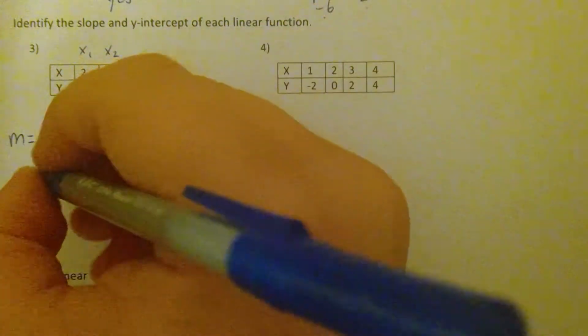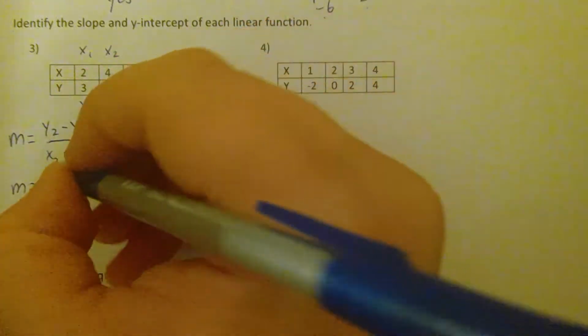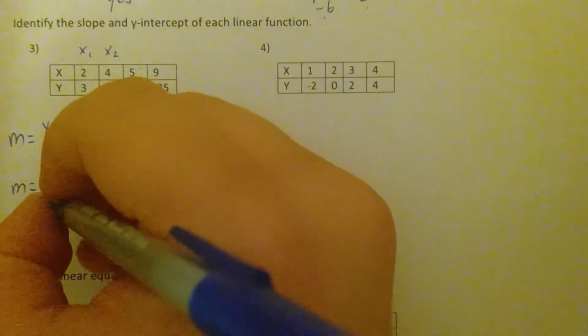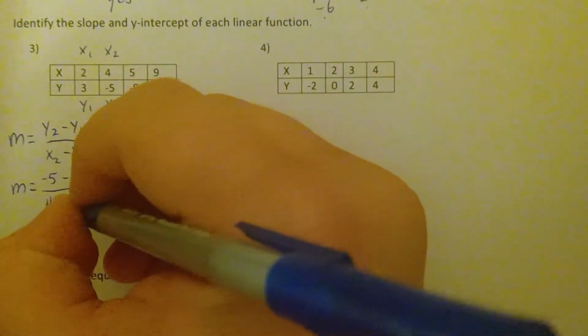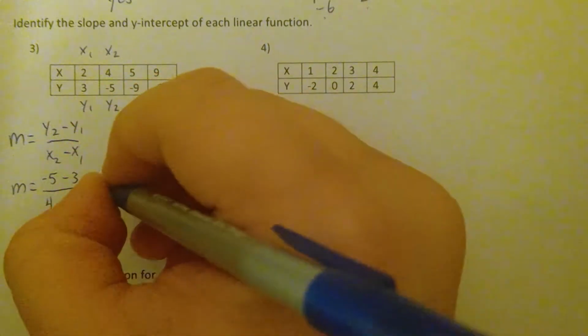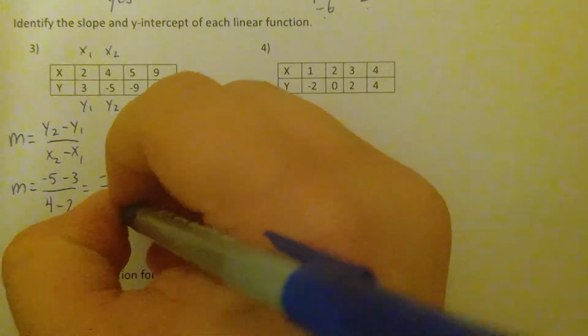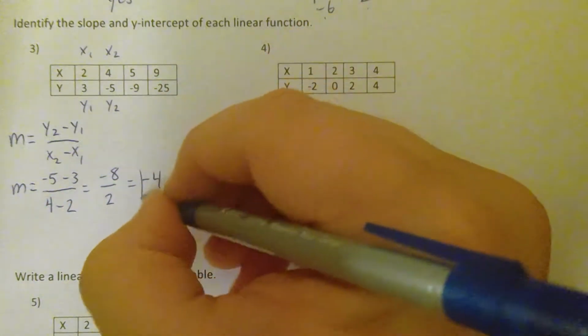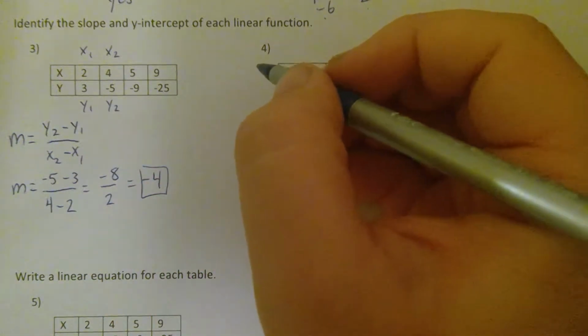So we know that y2 is negative 5, y1 is 3, x2 is 4 and x1 is 2. So we get negative 8 in the numerator over 2. So negative 4 is our slope. Now our y-intercept is a little bit trickier.